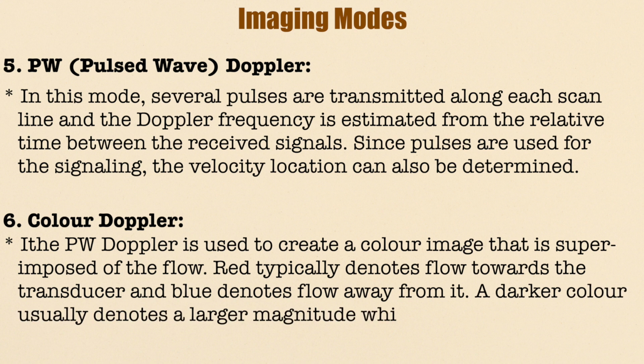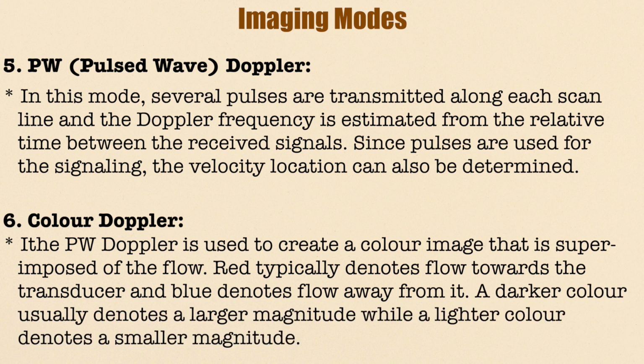Fifth mode, pulse wave Doppler. In this mode, several pulses are transmitted along each scan line and the Doppler frequency is estimated from the relative time between the received signals. Since pulses are used for the signaling, the velocity location can also be determined.